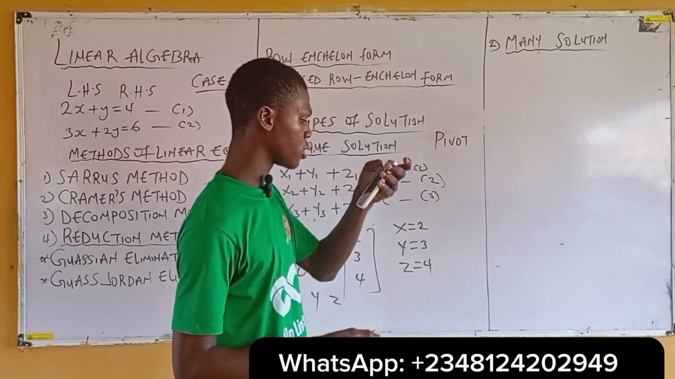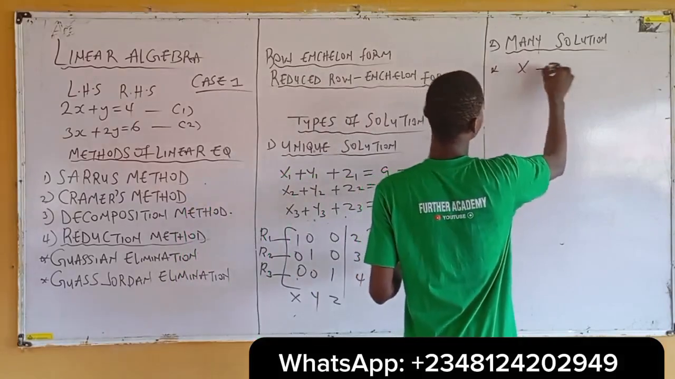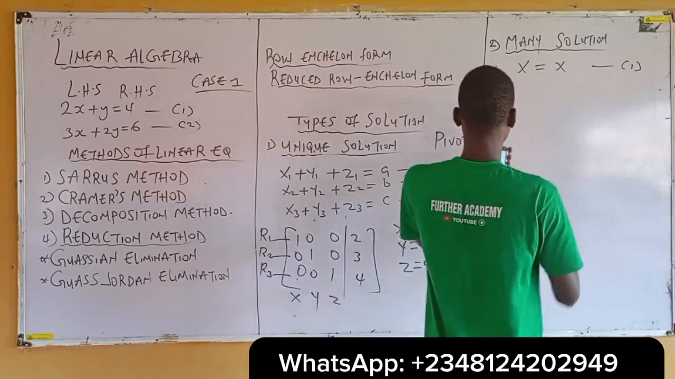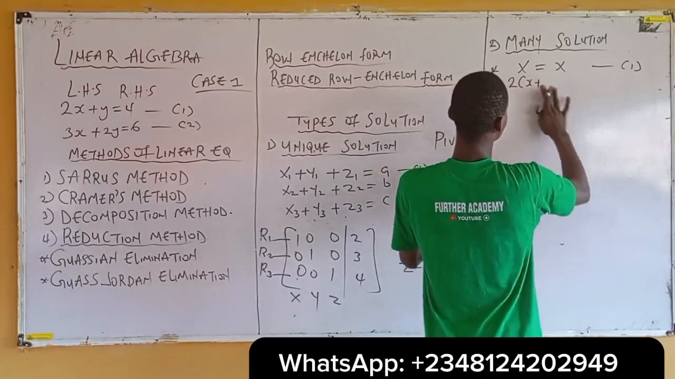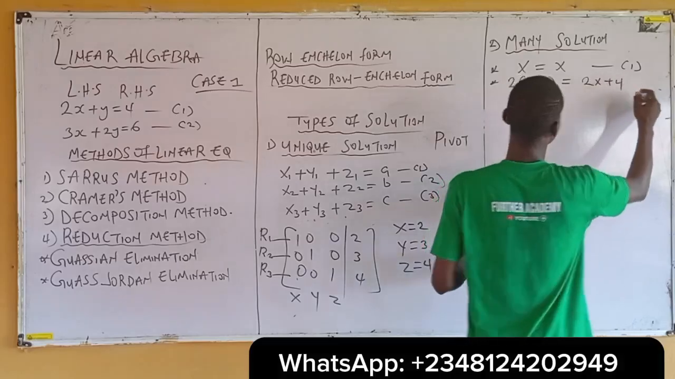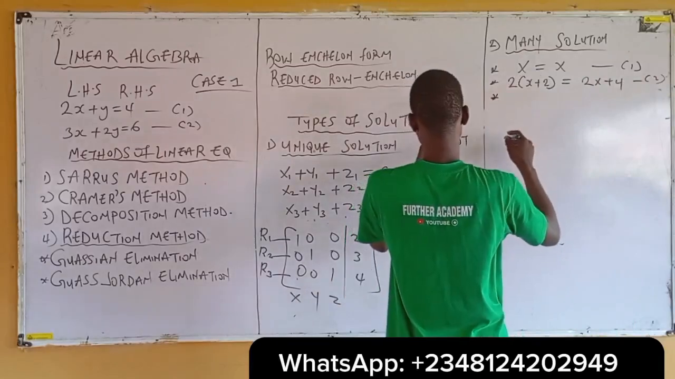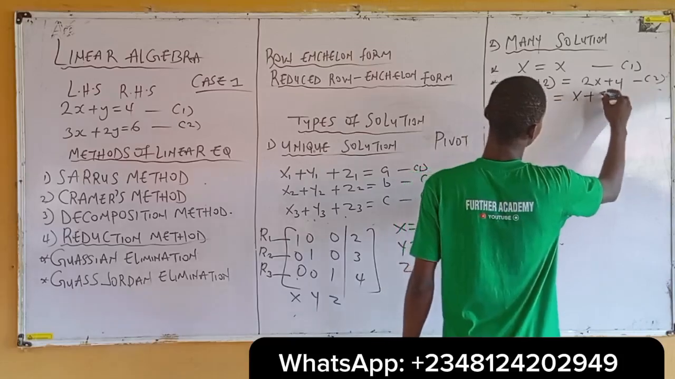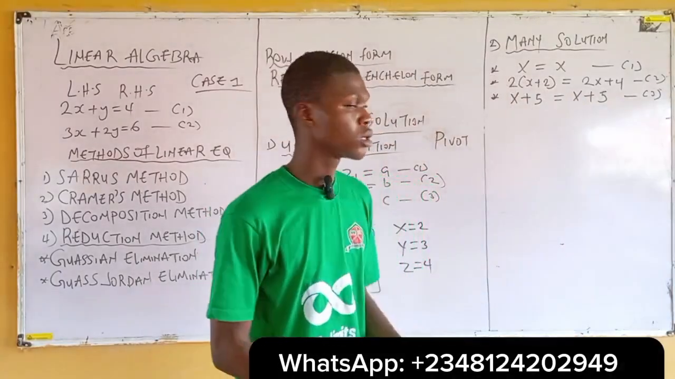Now let's consider this equation. Consider these algebra equations. The first one, when x equals to x, say equation 1. The second one, 2 all into bracket x plus 2 equals to 2x plus 4. This is equation 2. The third one, x plus 5 equals to x plus 5. This is equation 3. Before we proceed, read the definition of many solution. What does it state?